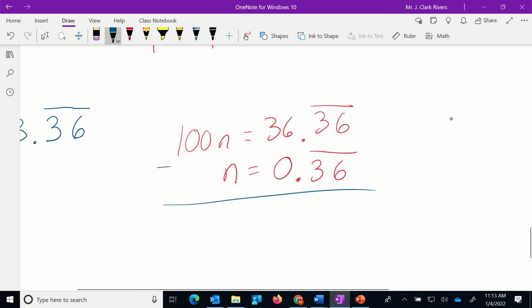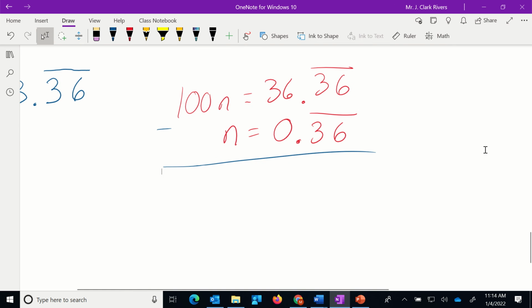And then what do we do? We subtract, okay? Kyle, what's 100n minus n? 99n equals. All right, now, we always want these repeating portions to cancel out. 0.36 repeating minus 0.36 repeating, do they cancel out? They do. That becomes 0. What's 36 minus 0, y'all? 36. Okay.